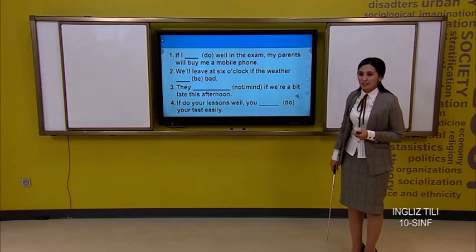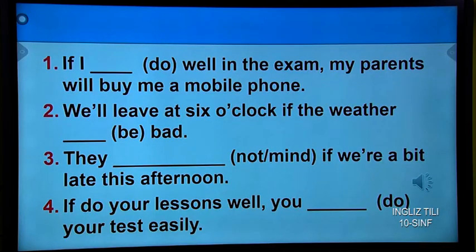It is time to practice. It is a usual task. As usual, I give you 20 seconds. Please open your notebook and put 4 numbers and write just answers for each gap. Then we will check together. Are you ready? Well done.